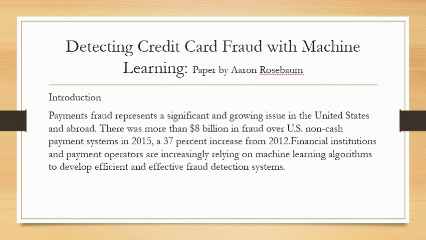I chose to look at a paper written by Aaron Rosbaum, detecting credit card fraud with machine learning. His motivation for doing this research was that there is an issue with credit card fraud, and there is a lot of payment data being stolen in terms of credit cards and the different payment systems that are being used nowadays. So that was mostly his motivation for writing this paper and trying to figure out how best machine learning can be used to detect fraud.